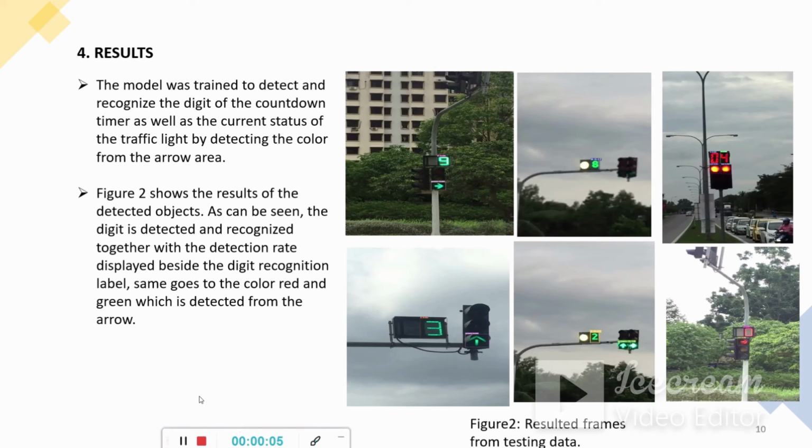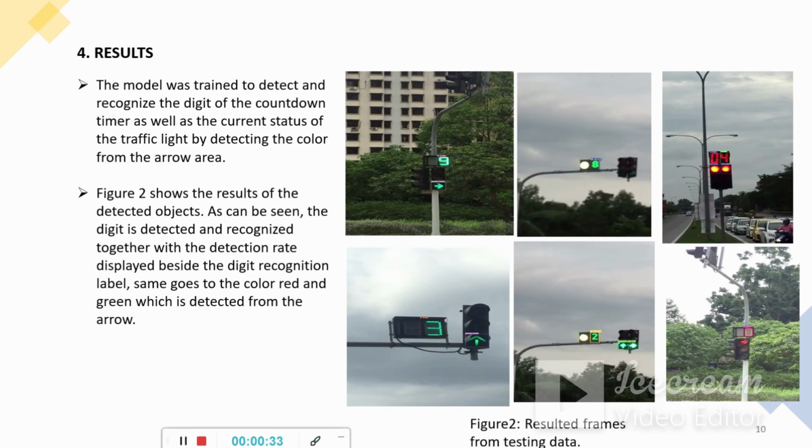Chapter 4, results. The model was trained to detect and recognize the digit of the countdown timer as well as the current state of the traffic light by detecting the color from the arrow area. Figure 2 shows the results of the detected objects. As can be seen, the digit is detected and recognized together with the detection rate displayed beside the digit recognition label, and the same goes for the colors red and green, which are detected from the arrow.